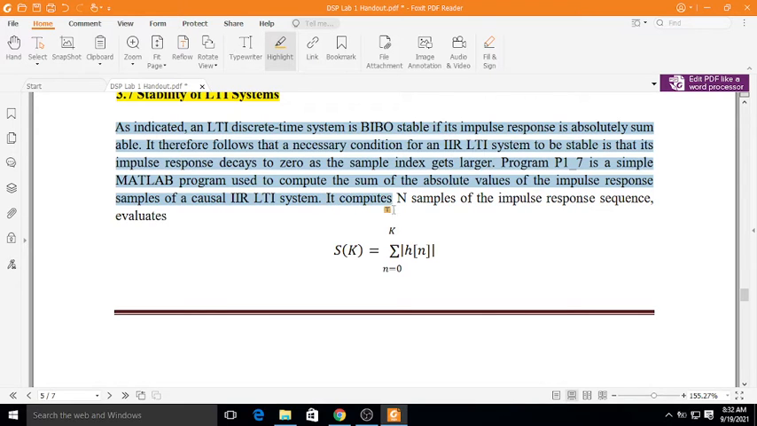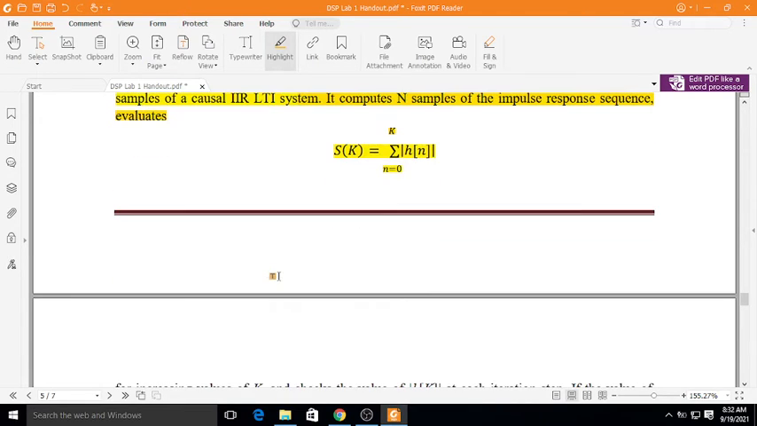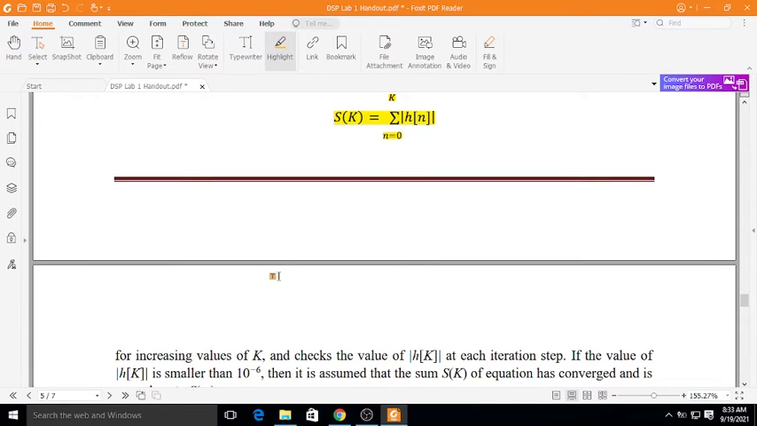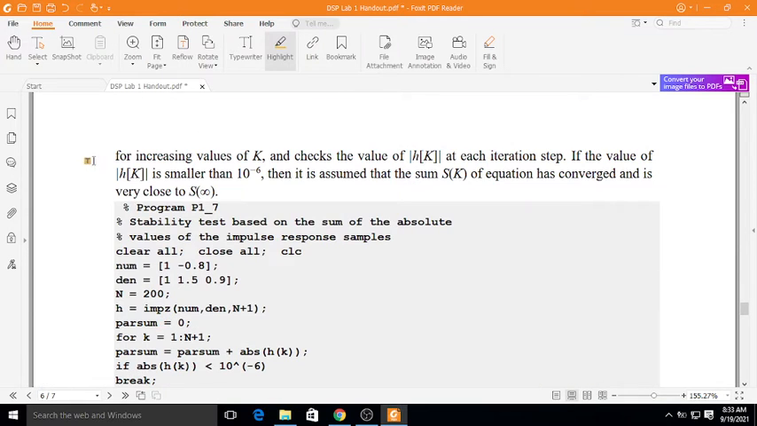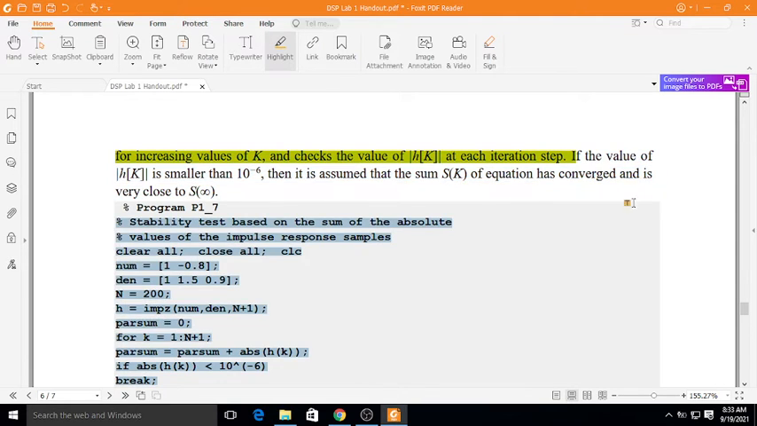It computes N samples of the impulse response sequence, evaluates the sum S_k = sum of |h[k]| for increasing values of k, and checks the value of h[k] at each iteration step. If the value of h[k] is smaller than 10^-6, then it is assumed that the sum S_k has converged and is very close to S infinity.